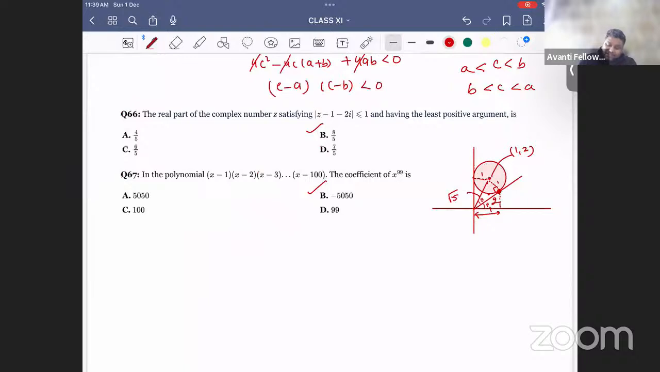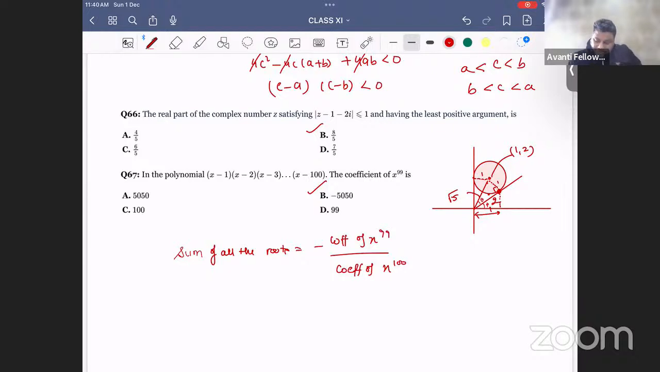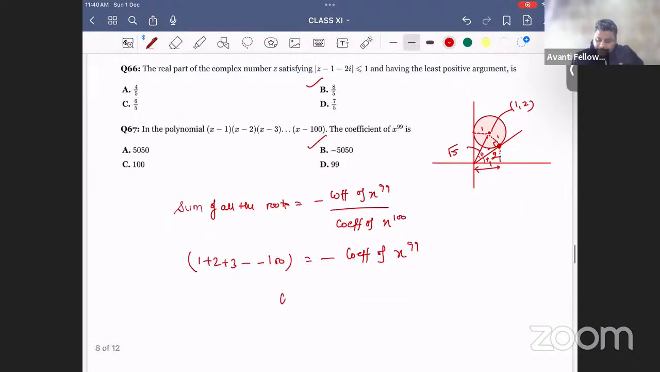Now, in the polynomial x minus 1, x minus 2, x minus 3 up to x minus 100, they are asking the coefficient of x to the power 99. See, sum of all the roots in any equation is what? Minus of coefficient of x to the power 99 upon coefficient of x to the power 100. If you see, coefficient of x to the power 100 is 1. Sum of all the roots means what? 1 plus 2 plus 3 up to 100 is equal to the negative of the coefficient of x to the power 99. So coefficient of x to the power 99 is minus 5050.